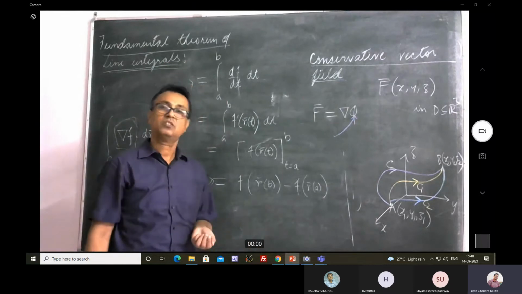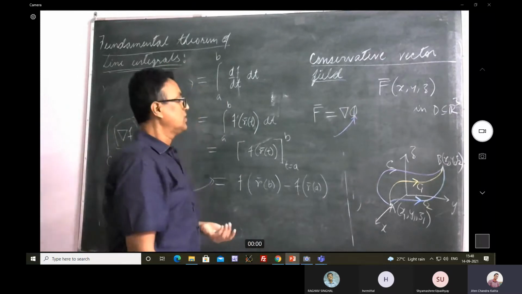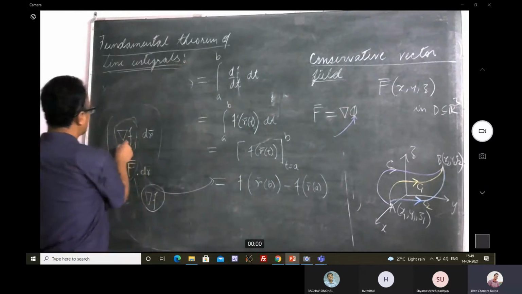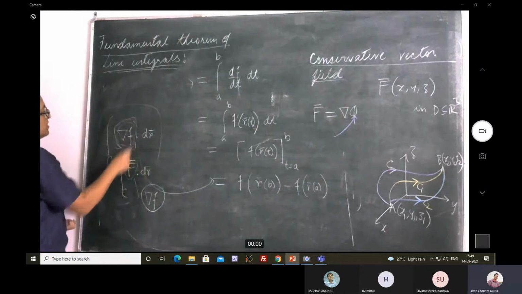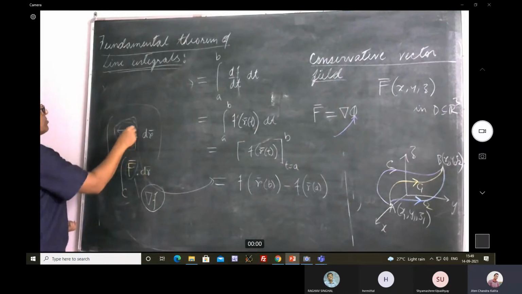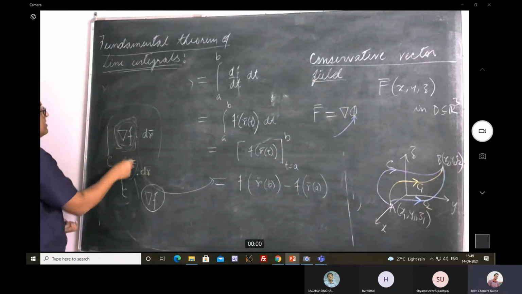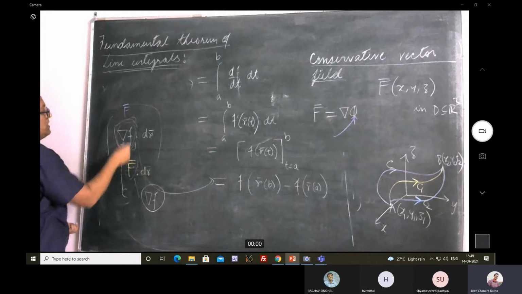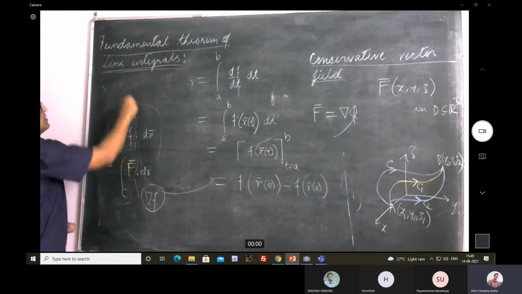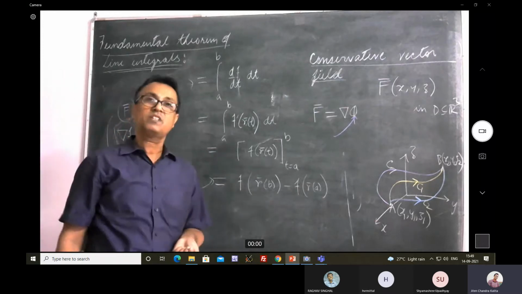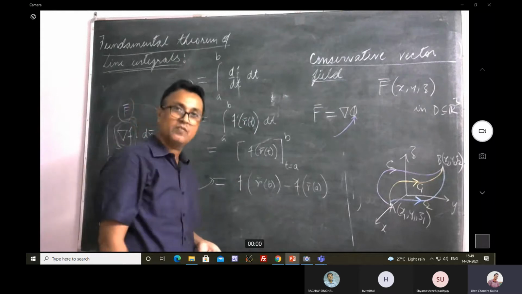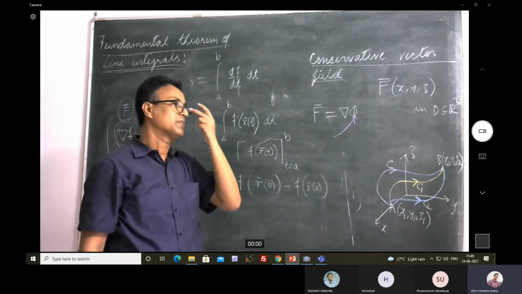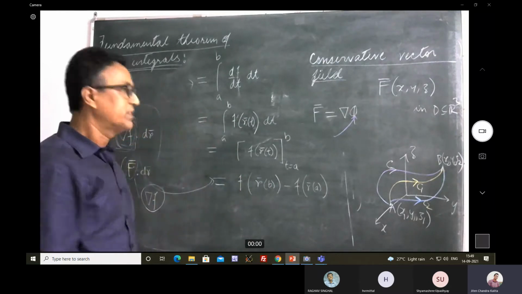Is it okay? Fine. So that means, since this function is the gradient of some scalar function, if I call this F bar, it defines a conservative vector field. Is it okay? Fine. Now let me come to the concept of independence of the paths.